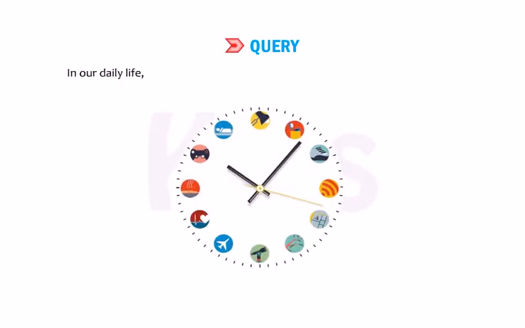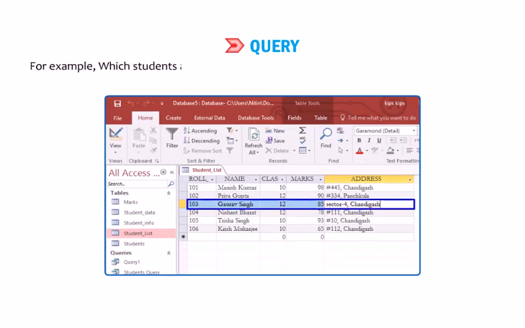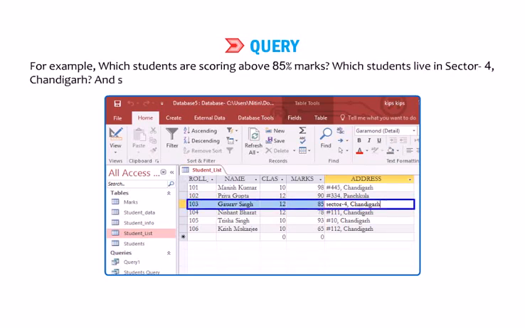In our daily life, you make several types of queries to get specific information. For example, which students are scoring above 85% marks? Which students live in Sector 4 Chandigarh, and so on. You can make quick decisions depending on that criteria.